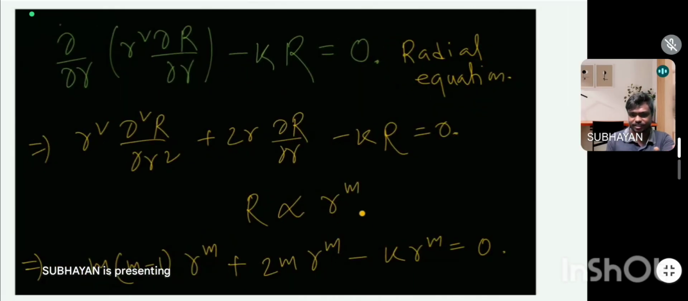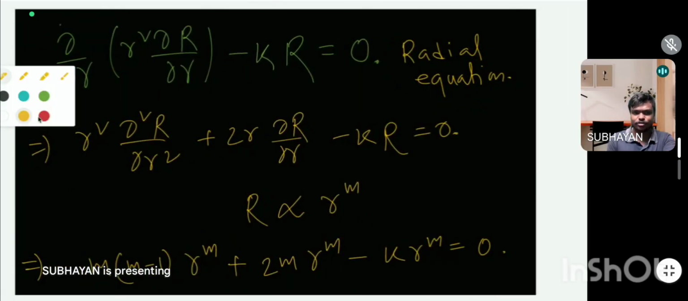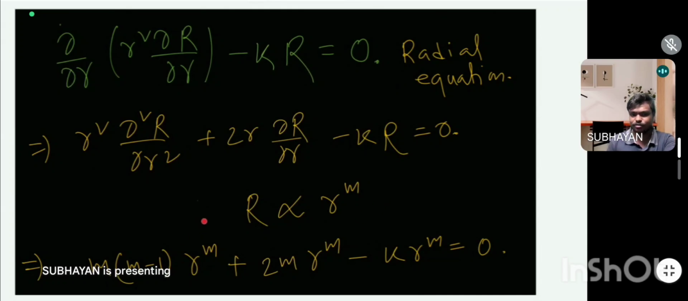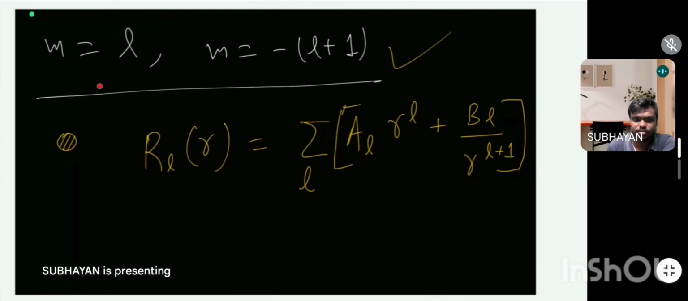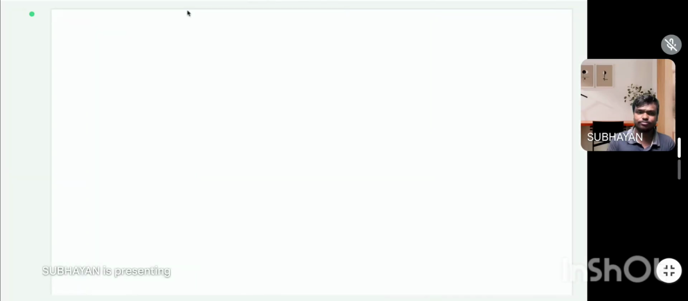And it is very, very interesting. I am choosing a trial solution. Generally, you choose the trial solution in terms of an exponential, right? Like e to the power alpha r, just like that. But here, we are going in a different way, where I am choosing R to be the mth power of small r. And from this choice, we have found two valid outcomes. One is for m equal to l and another is for m equal to minus l plus 1. And we are taking the linear combination of these two solutions. So R_l of r is equal to this one.